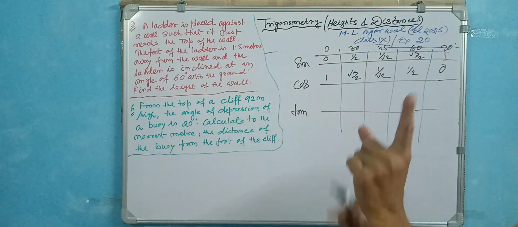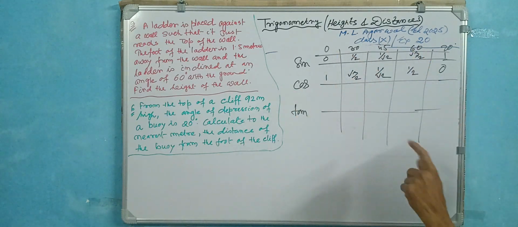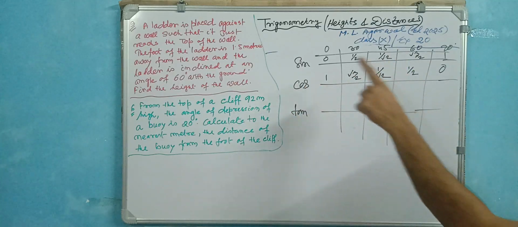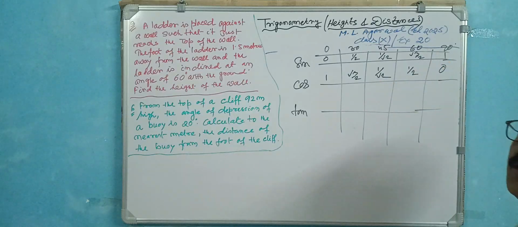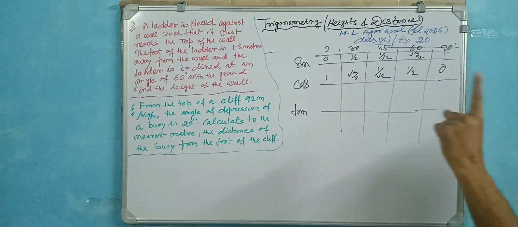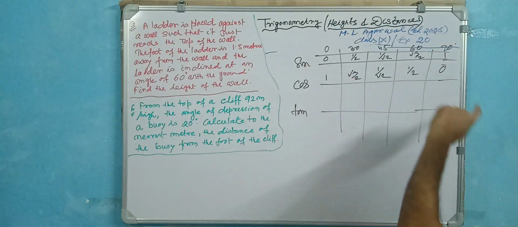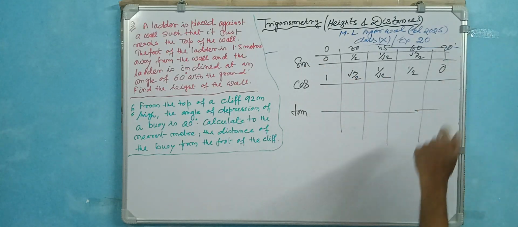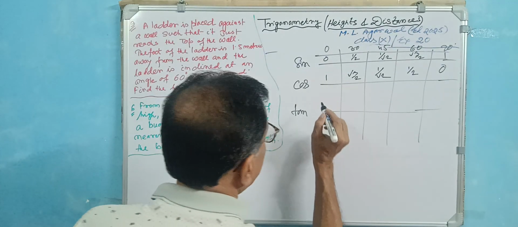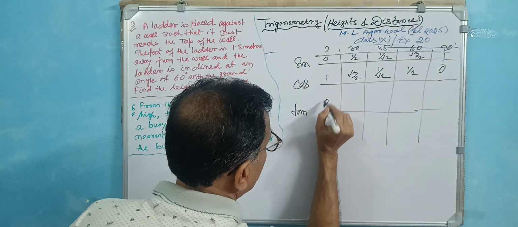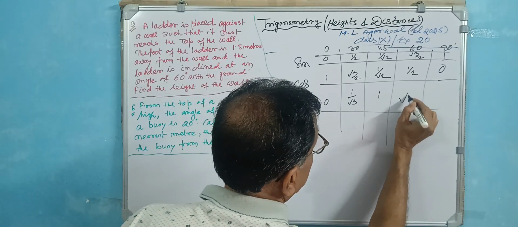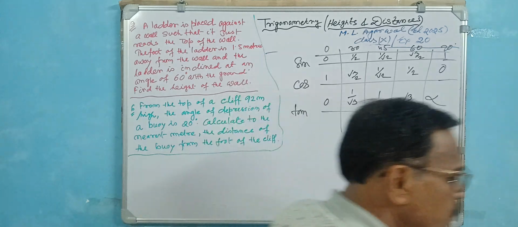Because the sum of these angles is always 90. Sine 45 is 1 by root 2, cos 45 is 1 by root 2. What is the value of sine 30? Half. So cos 60 is half, because 30 and 60 make 90. What is the value of sine 90? 1. So cos 0 is 1, and cos 90 is 0. That is a very easy way. So tan 0 is 0, tan 30 is 1 by root 3, tan 45 is 1, tan 60 is root 3, and tan 90 is infinity. Just remember it in this way.